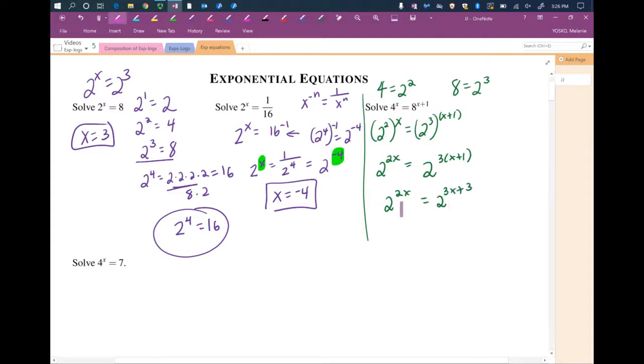Well, we see there's an equal sign here. We have an equation. Both of the bases are 2, so that means the powers must be the same. So 2x is the same as 3x plus 3. So I'm going to move this x over here. So 0 equals x plus 3. And I'm going to subtract 3 from both sides. So x is negative 3.